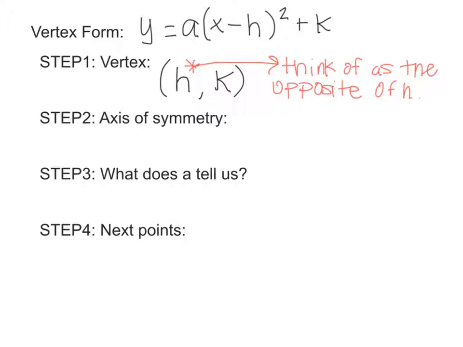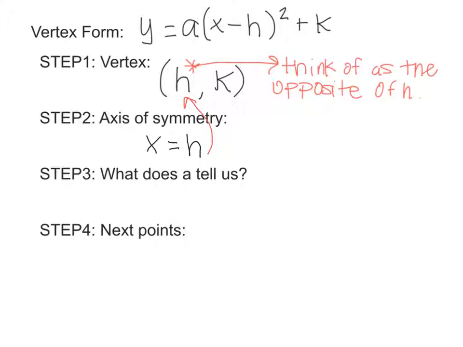Now, one of the things that's nice about vertex form is we can look at the equation and know what our vertex is, which means we also know what our axis of symmetry is. Remember, our axis of symmetry is the equation x equals, and in this case it's the same h value that we had up here. The vertex is always on the axis of symmetry. So it's the same h value we have.